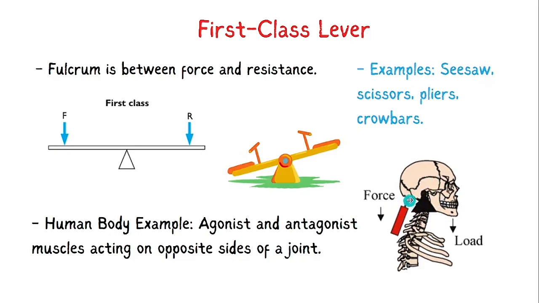Effort or force is provided by neck extensor muscles like the trapezius and the splenius capitis at the back of the neck, and the load is the weight of the head at the front. How it works: when you tilt your head backwards in extension, the extensor muscles contract and pull the head up. These muscles are the agonist. At the same time, the flexor muscles at the front of your neck, like the sternocleidomastoid, relax. They are the antagonists in this movement. The joint in the middle acts as a fulcrum, making this a first class lever.